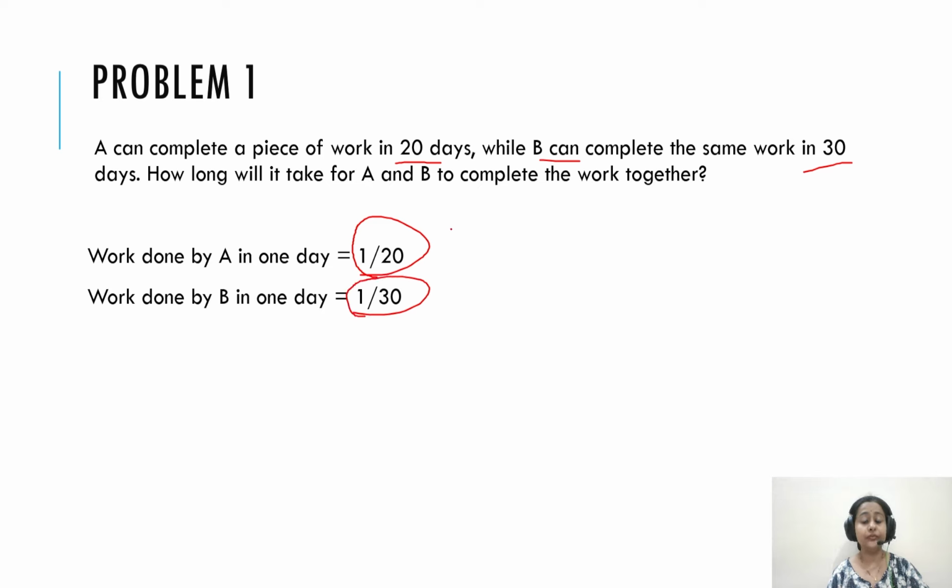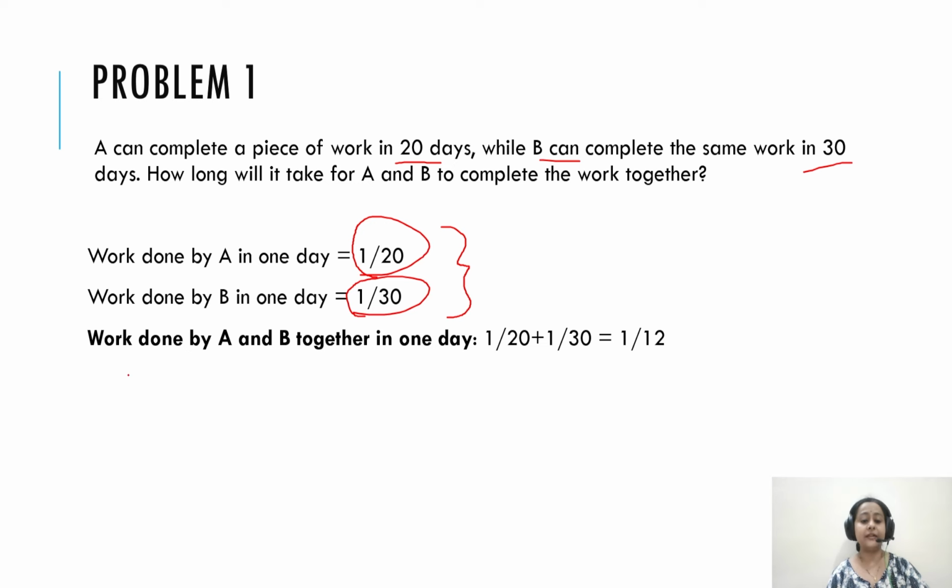Now we have to find out jointly how much they can complete, what is the portion of the work that they can complete in one day. So we have to take the summation of these two fractions. Work done by A and B together in one day will be obviously 1/20 plus 1/30. If you further simplify, you have to take the LCM of 20 and 30, and you will get 1 by 12.